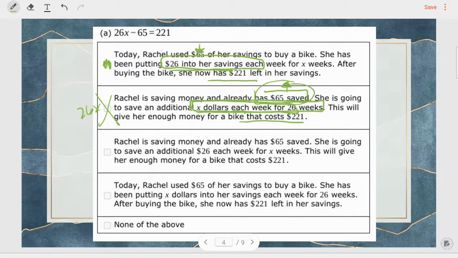Well, we just decided on the last problem that this going up means that it doesn't match the equation. So I'm going to cross that out. I don't even have to read any more. Finally, today Rachel used $65 of her savings account to buy a bike. That's going down. That matches. She has been putting X dollars into her account each week for 26 weeks. Each week, 26 weeks. That's my 26x. Hey, so far we're matching up pretty good. After buying the bike, she now has $221 left in her account. Yep, that one works. And I'm definitely not going to choose that last one because I chose two of them.